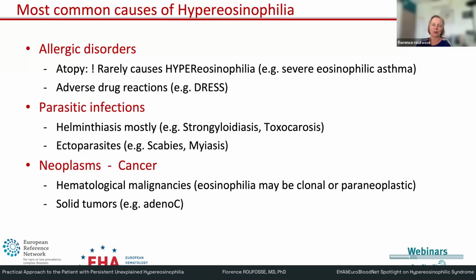In our developed countries, the most common cause clearly is adverse drug reactions, not always as severe as stress, but you often see some degree of hypereosinophilia and skin rash associated with a series of drugs. Then the parasitic infections, and more specifically helminthic infections, and then obviously different forms of cancer, whether hematological malignancies, but also solid neoplasms.